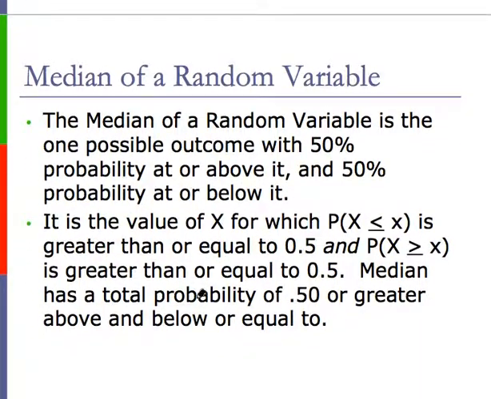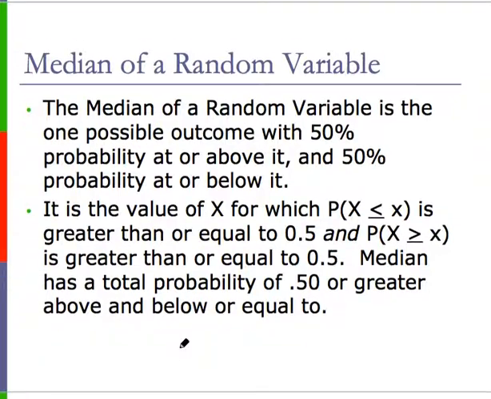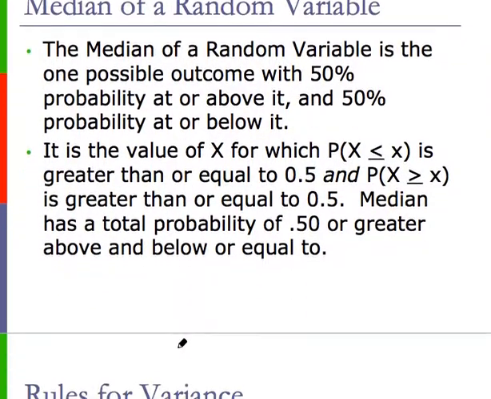So the median of a random variable is always where 50% of the data is above it and 50% is below it. When we're talking about a random variable, we know that it's one possible outcome. It's got 50% probability at or above it and 50% at or below that. It's the value of x that makes that probability greater than or equal to 0.5. The median has a total probability of 0.5 or greater, above, and below or equal to. I don't have any examples with median. We will talk more about that as it comes up.